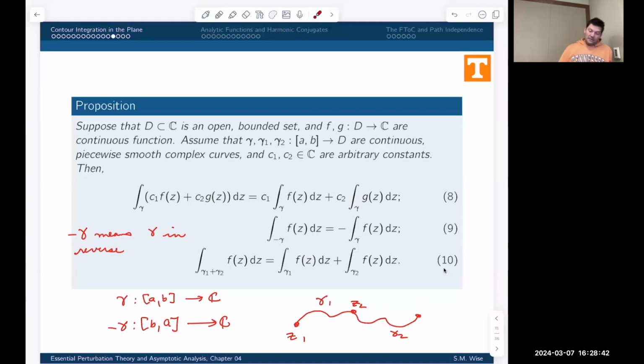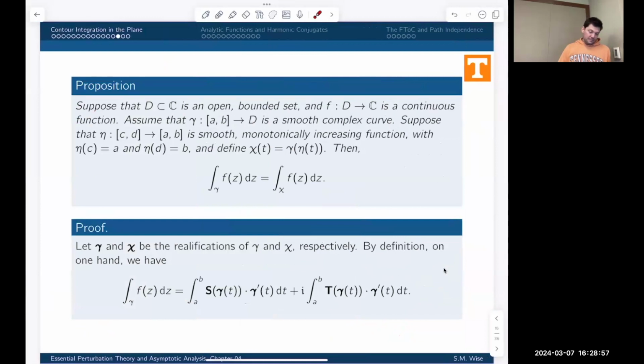All right, I'm not going to prove that one because that one just follows because we know that we can translate this into real contour integrals, and real contour integrals have this property. Questions? So no proof required, really.